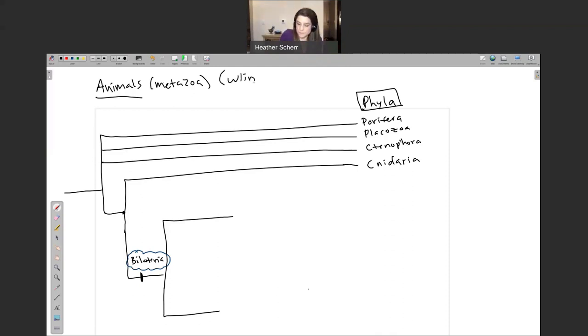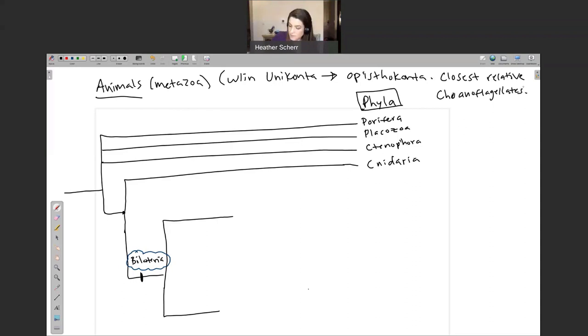Put this up: animals, Metazoa, within Amorphea, specifically Opisthokonta, like the fungi. And again, their closest relative that's not an animal are the choanoflagellates, which are a type of protist. Single cell.